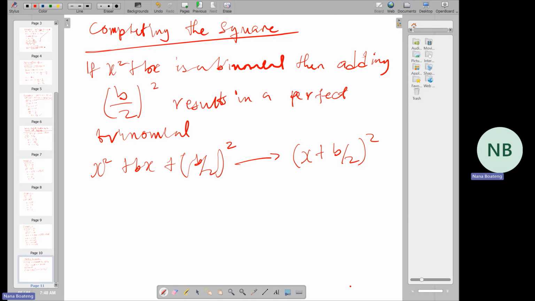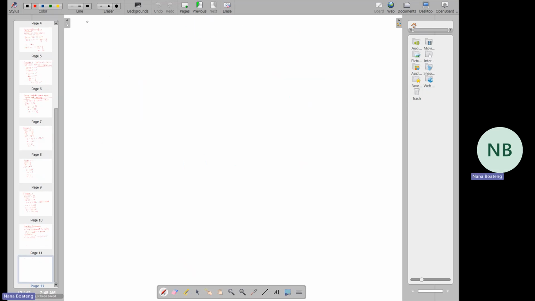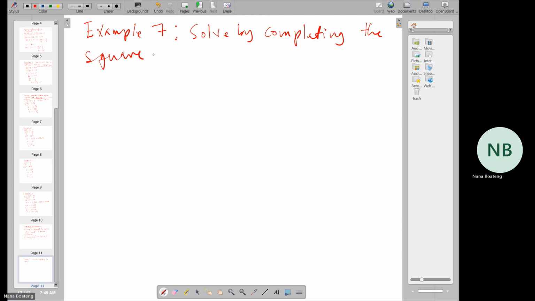All right, so let's use an example to illustrate what we mean by this. This would be our 7th example. Example 7: solve by completing the square the equation x squared plus 4x minus 1 is equal to 0.